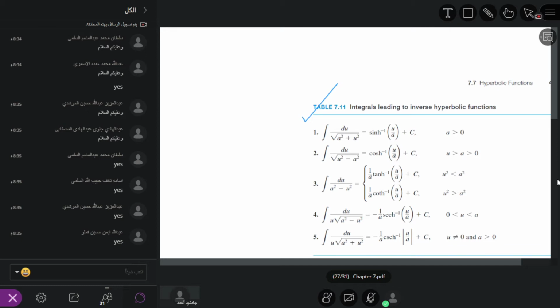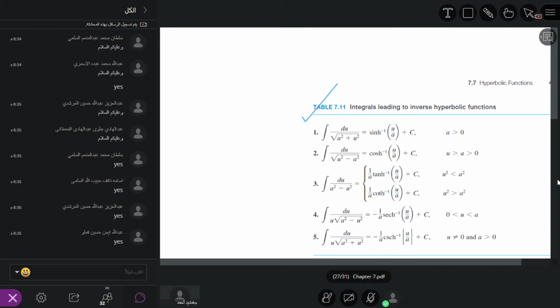After that, we solved the example. Now we move to the exercise. If you see in our syllabus, we have to solve question number 1, question number 4, 5, and the remaining. So first we solve question number 1 from exercise 7.7.